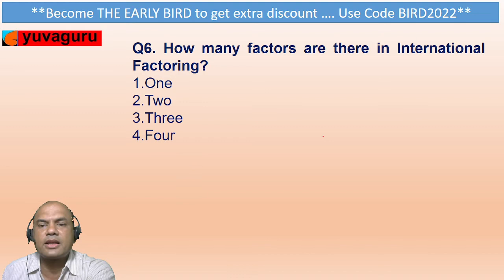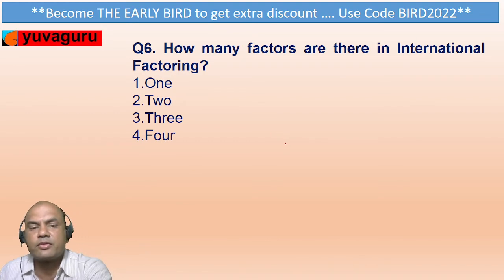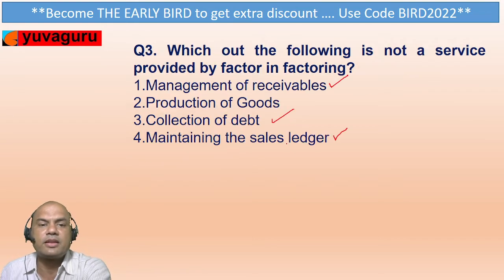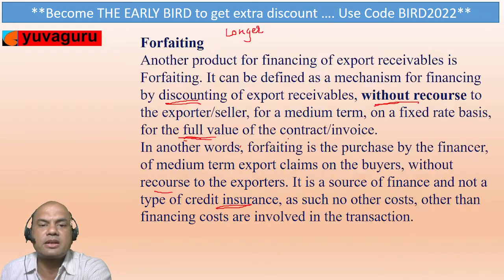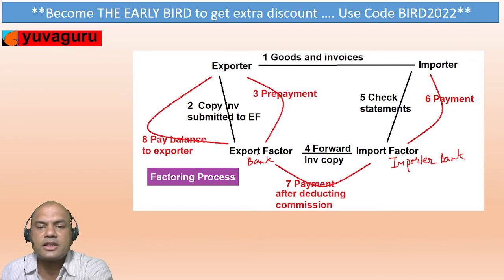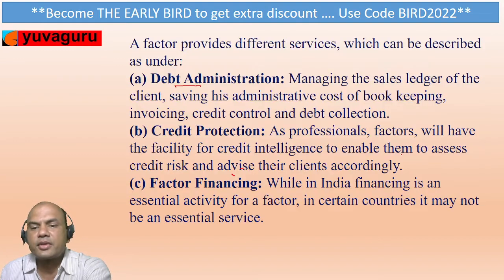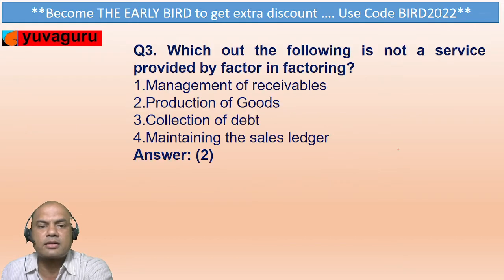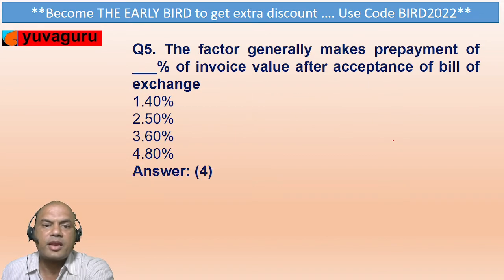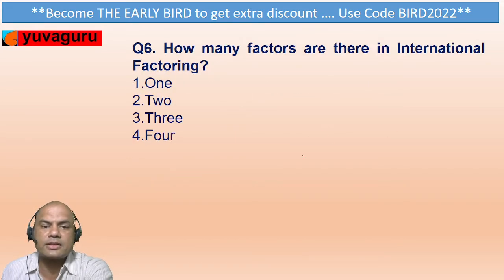How many factors are there in international trade? Just now we saw the factoring process which we dealt with. This is the export factor. This is the import factor. So how many factors are there? It's a two-factor theory. Got it? So, how many factors are there? Two. Okay? The answer is 2.